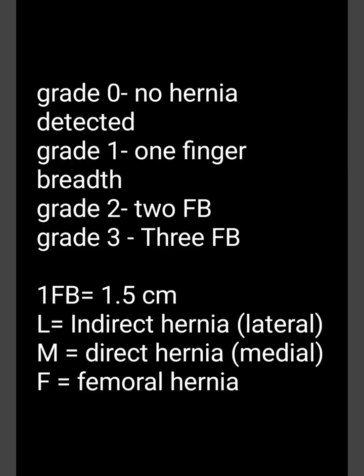Classification system for inguinal hernia. EHS, European Hernia Society classification. EHS system grading. Grade 0, no hernia detected. Grade 1, 1 finger breadth. Grade 2, 2 FB. Grade 3, 3 FB. 1 FB equals 1.5 centimeters.